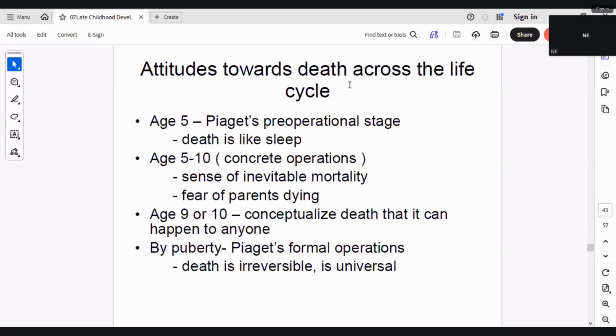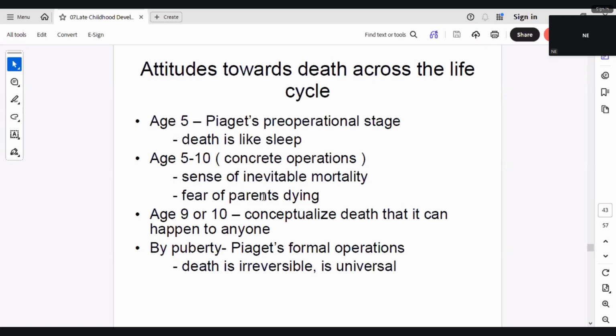So attitudes towards death really vary across the life cycle. If you have a 5-year-old, how do they perceive death? It's perceived like sleep. So a 5-year-old is going to think that someone who dies is just sleeping and they're going to wake up. But when they're a bit older, there's a sense of inevitable mortality, thinking that you will never die.